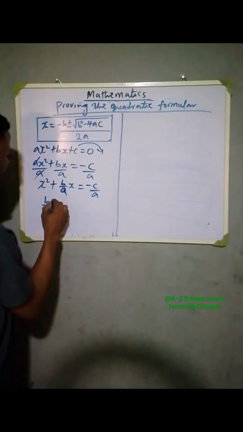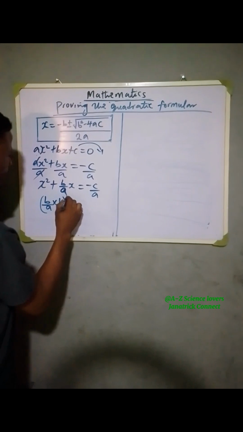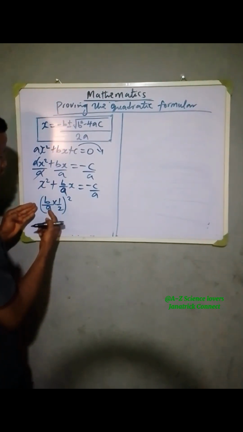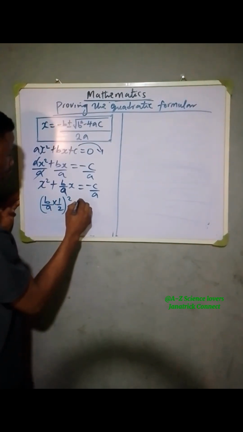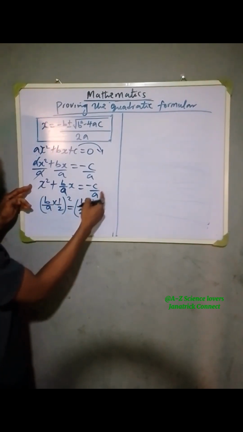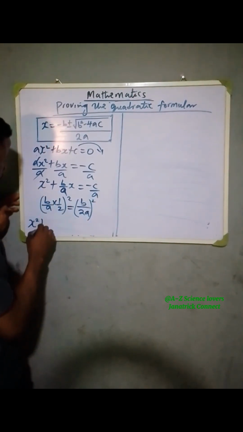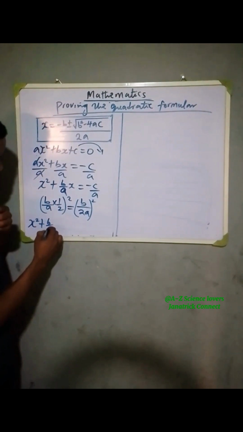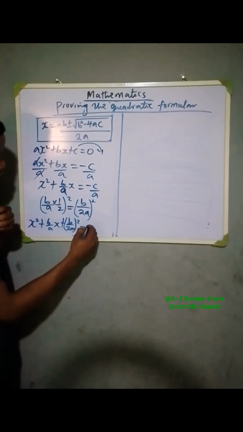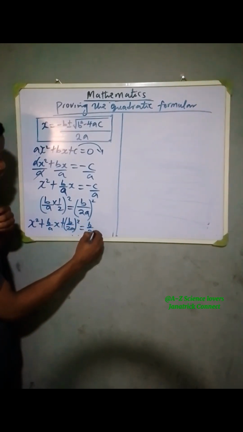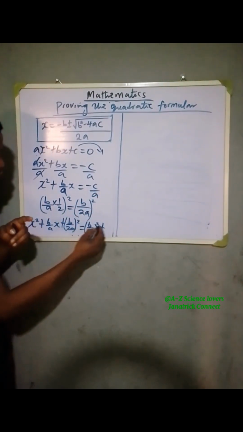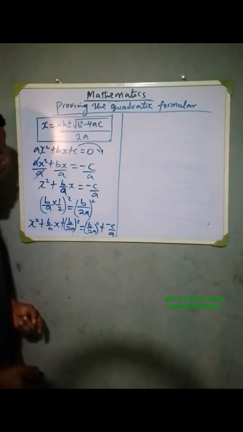We are going to halve it and then square it, and then we are going to add it to both sides of the equation. So if we take this coefficient, halve it, and then square it, we now have something like this: b all over 2a all squared. So we add it to both sides of this equation, and then we now have x squared plus b all over a x plus b all over 2a all squared equals b over 2a all squared plus, now that we've added this to the right hand side as well, minus c over a. So this is what we have.